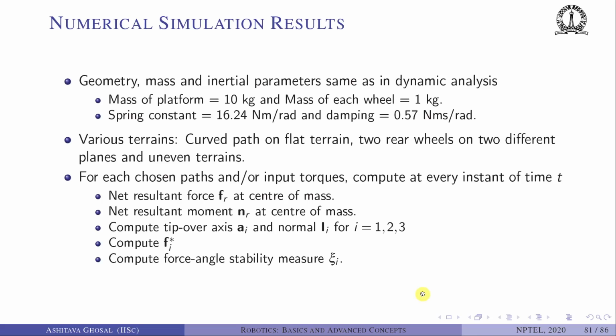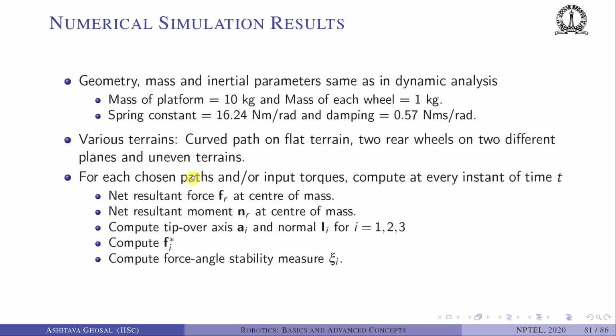So let's look at some numerical simulations. Again, the mass of the top platform is 10 kg. We are going to use the same numbers as used in dynamic analysis. Mass of each wheel is 1 kg. The spring constant, we have assumed some springs to prevent lateral tilting, and the damping is this. We look at various terrains. We can look at a curved path on a flat terrain, two rear wheels on two different planes, and uneven terrains.